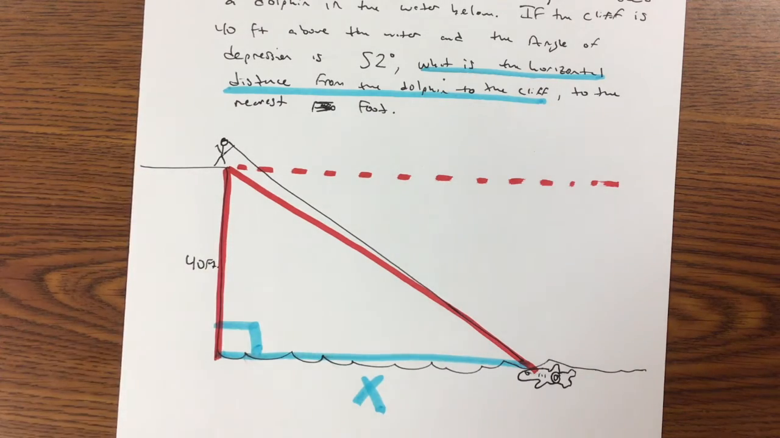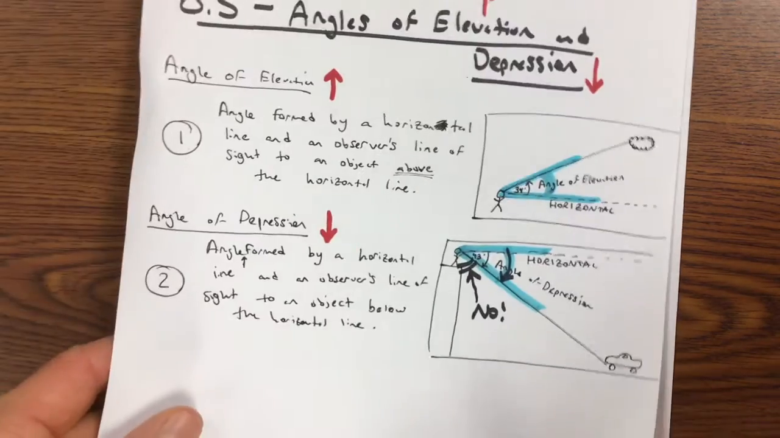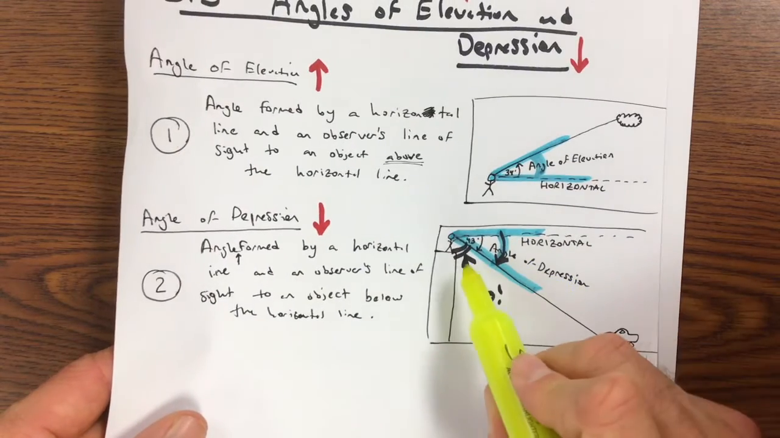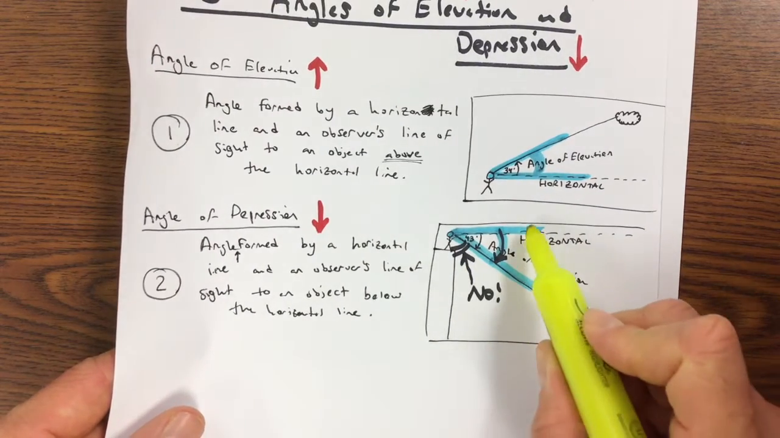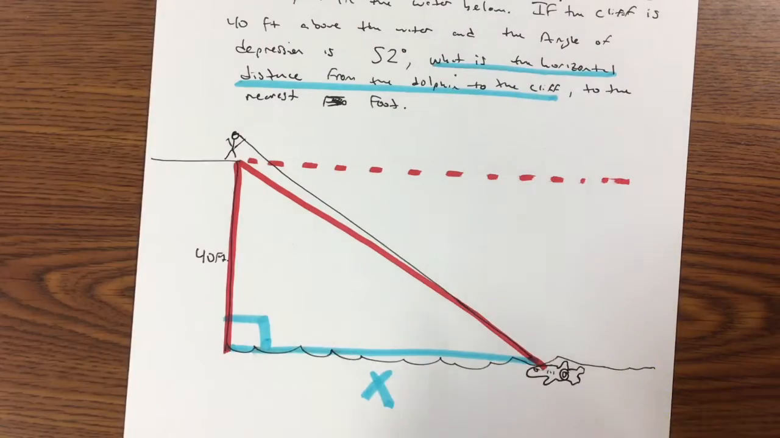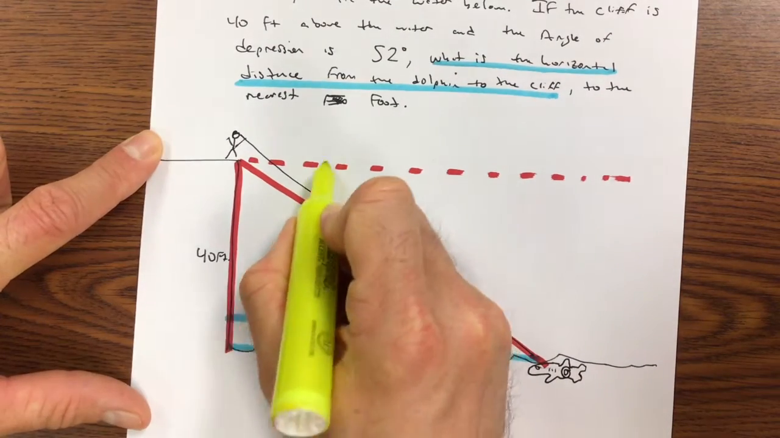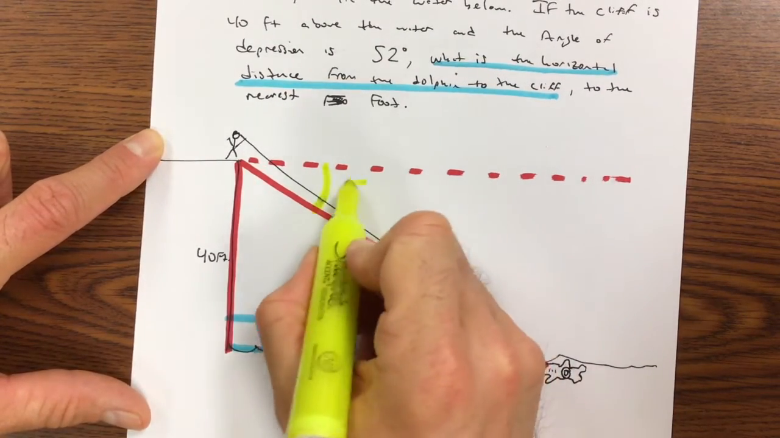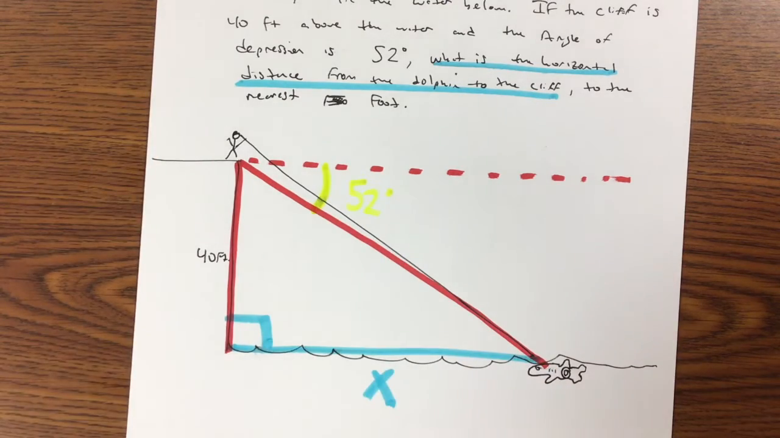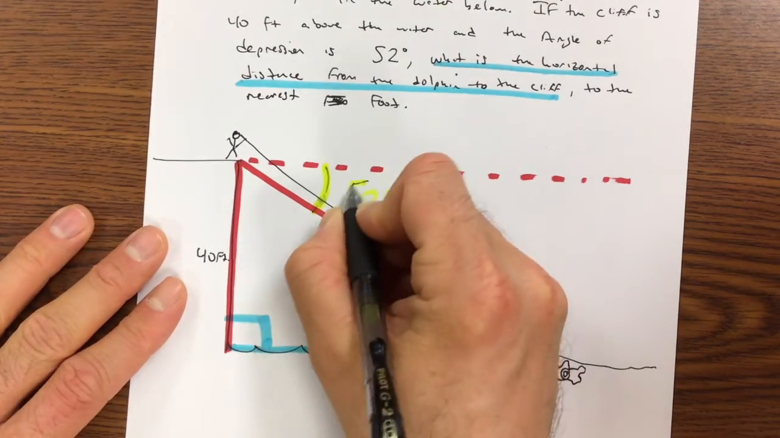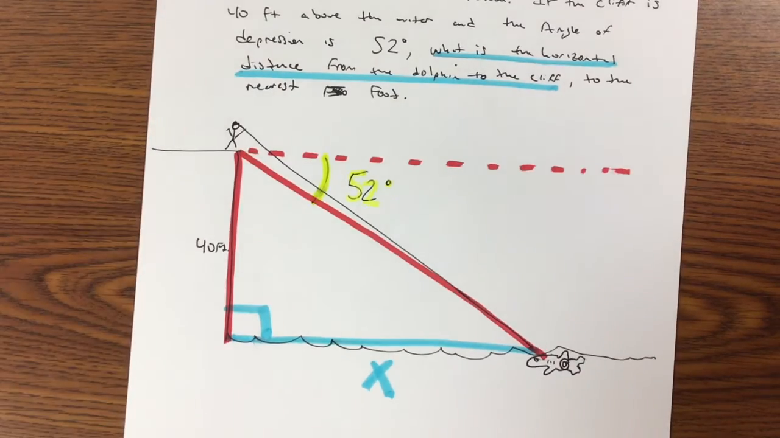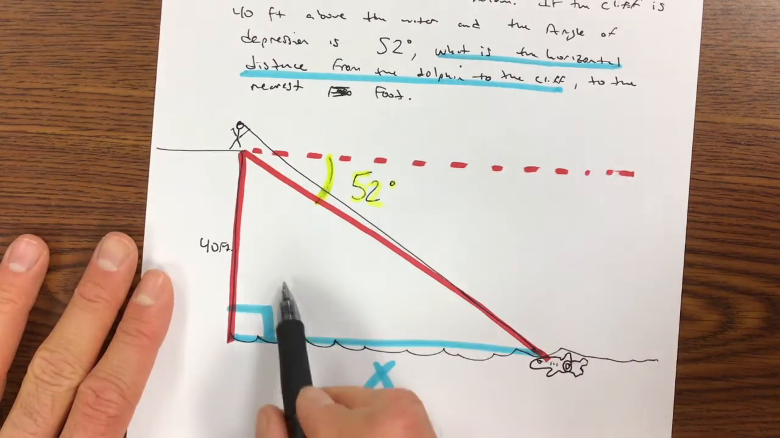That's not an angle of depression. Talked about that a few minutes ago. Angle of depression is right here, not that one. It always starts from the horizon and drops down. So this angle right here, that's 52 degrees. But notice that this angle is not inside your right triangle.